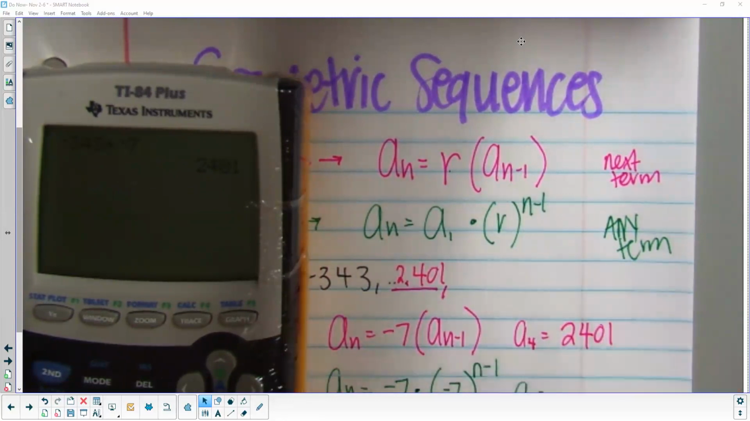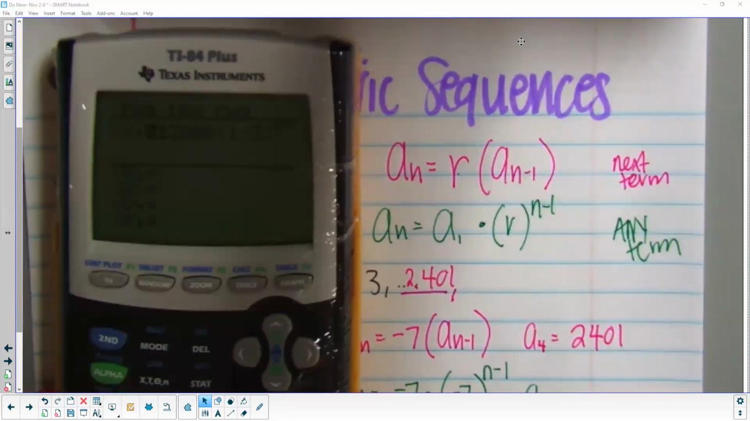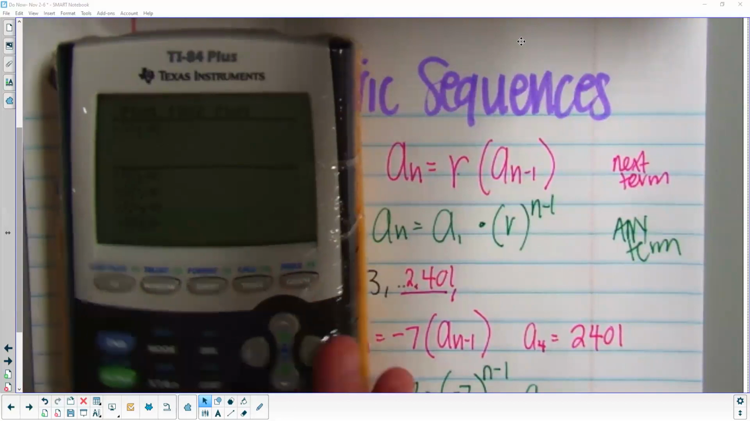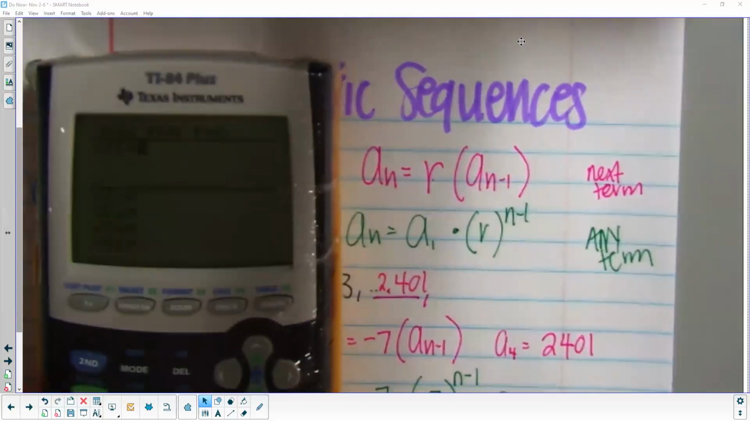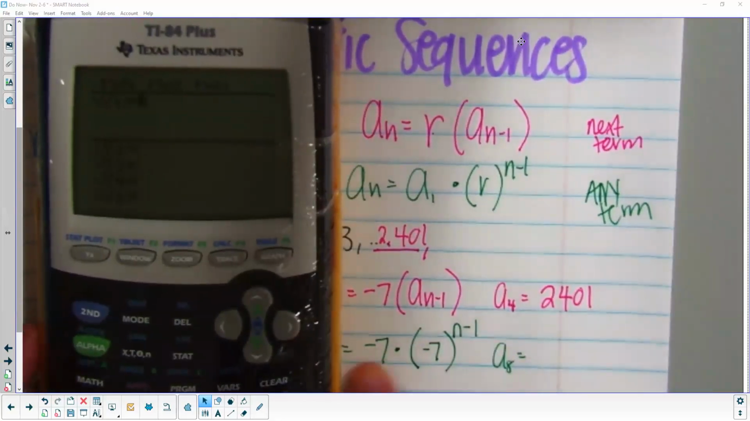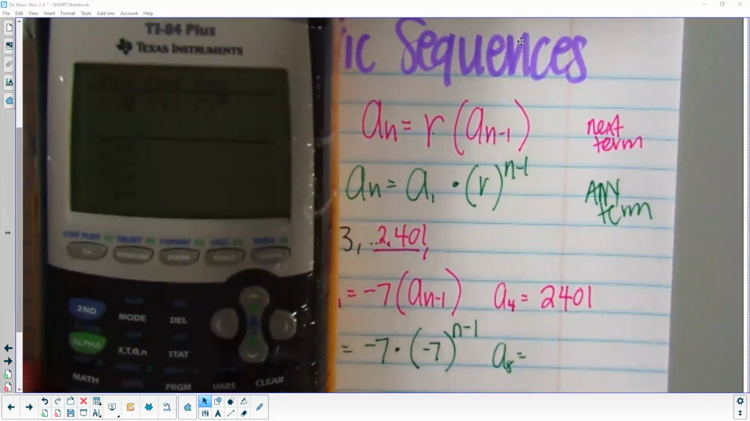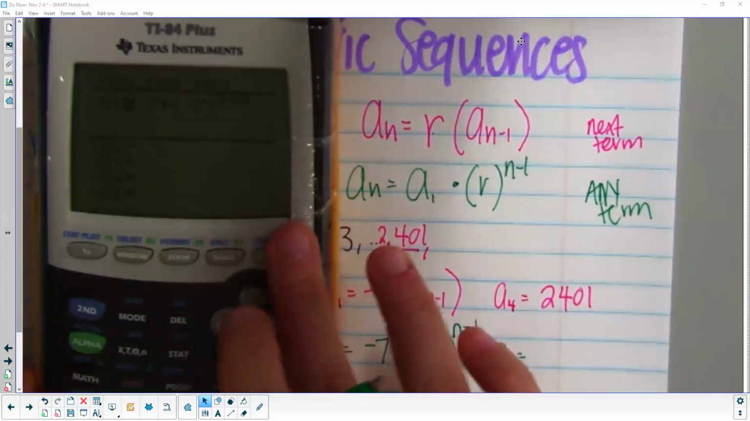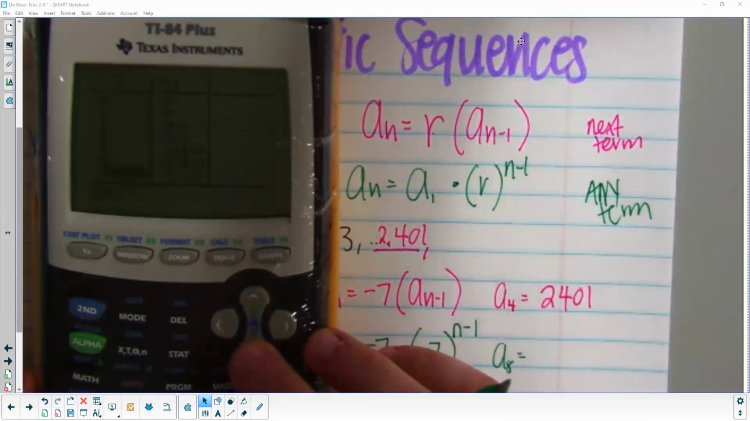But say, for instance, I don't want to find the fourth term. I want to find the 8th term. This is when we use our calculators for this. We're going to go into y equals, and if we have anything in y equals, we're going to clear it out. And I'm going to type in this green equation that I have right here: -7 times -7 in parentheses. You use this little caret button that's right here below your clear sign to the x minus 1 power. I go to the table, second graph, and I'm finding the 8th term, meaning I go all the way down here to find the 8th term.